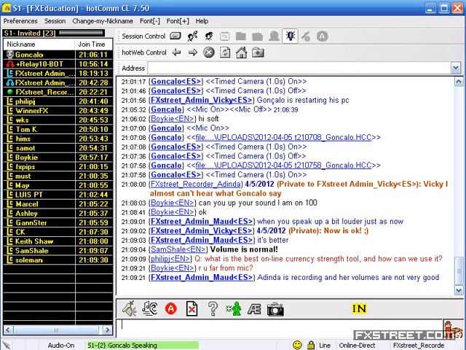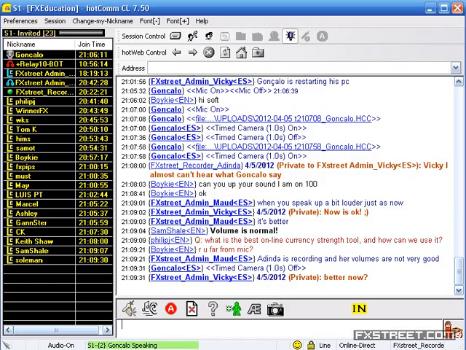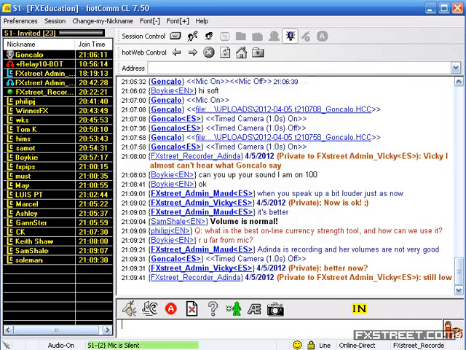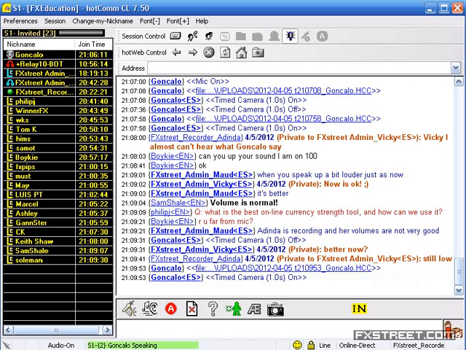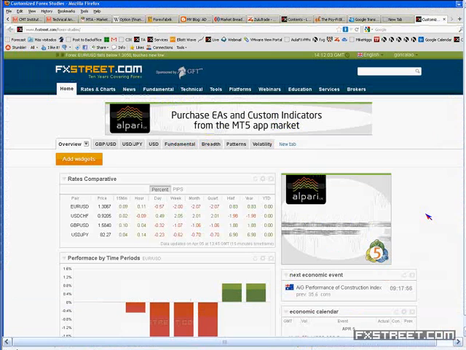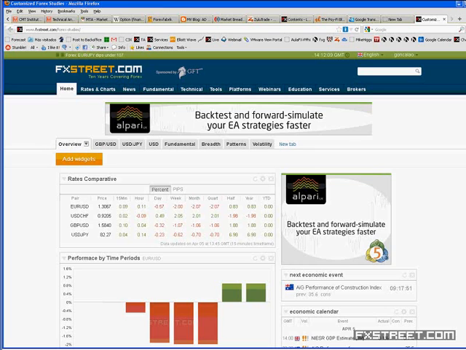Philip is throwing here the first question. What is the best online currency strength tool, and how can we use it? Let me just switch the camera to our FX studies tool at FX Street. Hope you can see it. I'm on fxstreet.com here, and this is the FX studies.